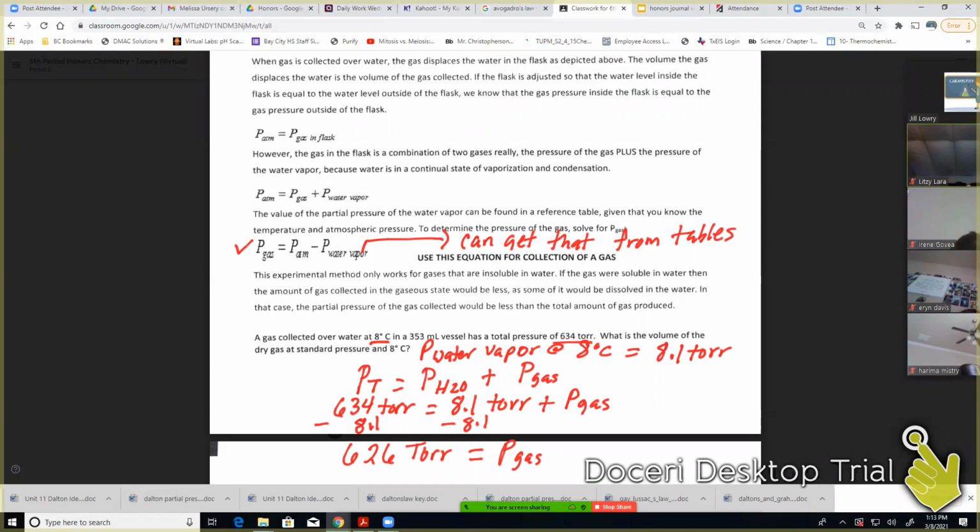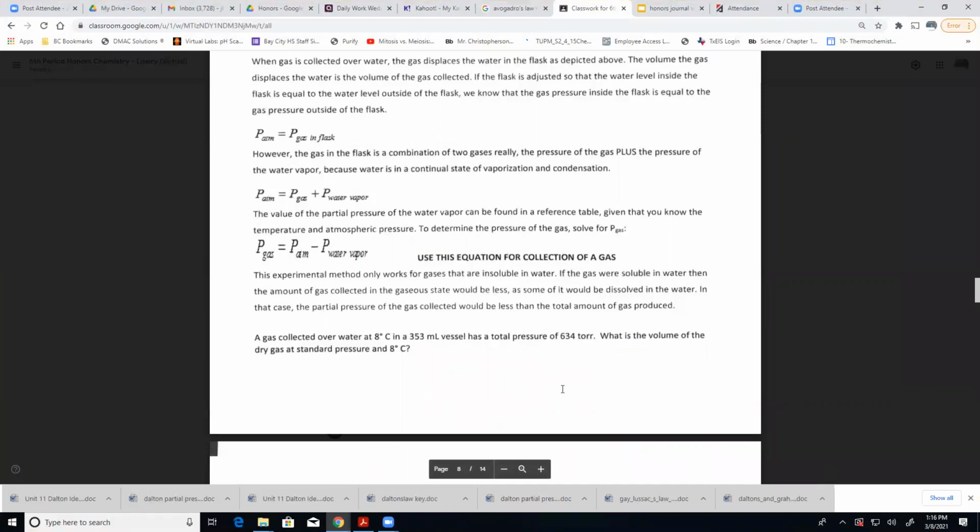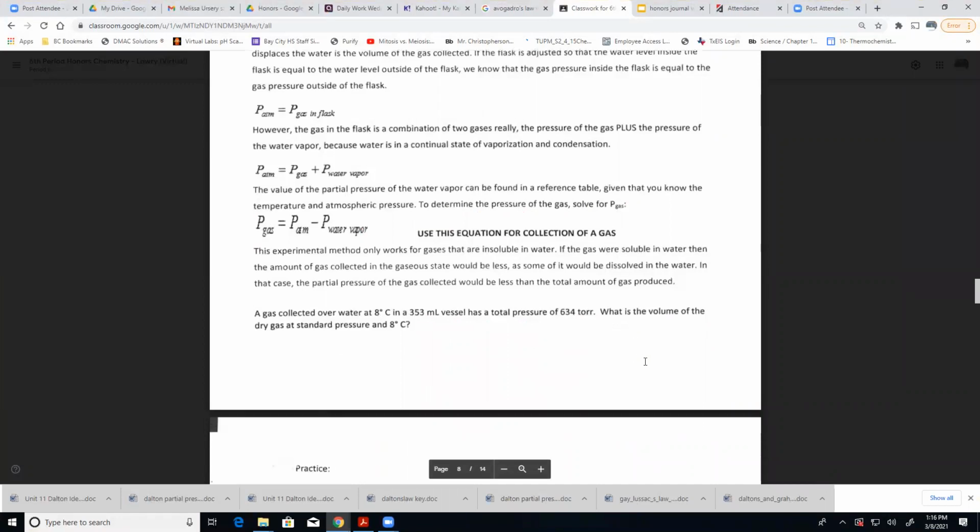And then you'll see in a minute, we're using something called the ideal gas law. So if this was really being done in industry, they could then take that 626 torr and plug it into another formula and find out the amount of the gas that was actually produced, which is usually what they're interested in. Once again, just showing you how that works in case you see it in future chemistry classes, and I won't put that on the quiz.